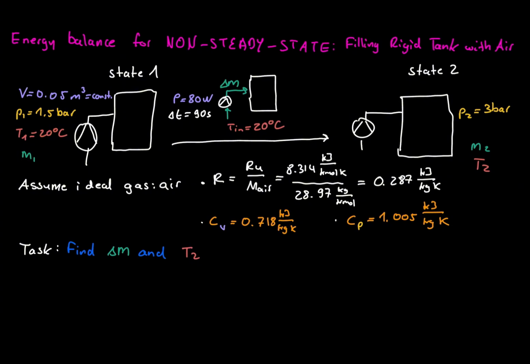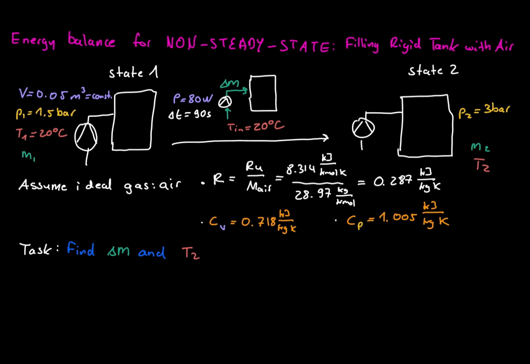First, we clearly define our system. The system is the tank. Mass enters, but nothing leaves. Also, the tank is rigid, so the volume stays constant. And the process is adiabatic, so there is no heat transfer.